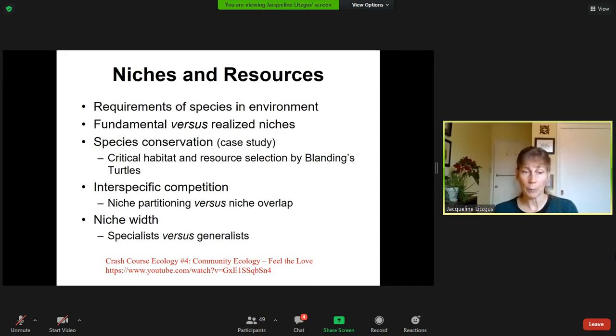Then niche width: we talked about specialists versus generalists. Specialists have resources that are not substitutable, so they tend to be more at risk of endangerment in that conservation context, versus generalists who use resources that can be substituted, and so they tend to be a little bit less susceptible to threats for decline. Okay. All right.